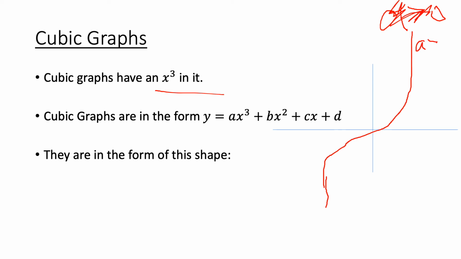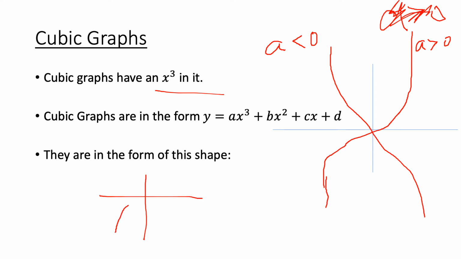When a is bigger than 0, it looks like this. And when a is negative, then it looks like this. When a is less than 0, the graph looks like this. That is my sketch. It's like an S shape, like a side S.